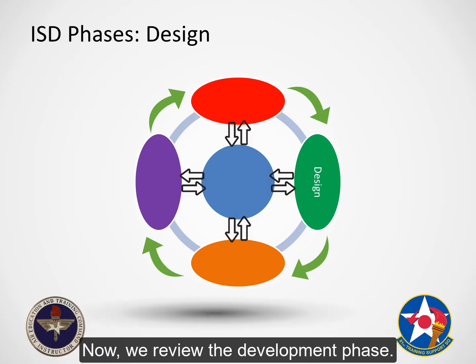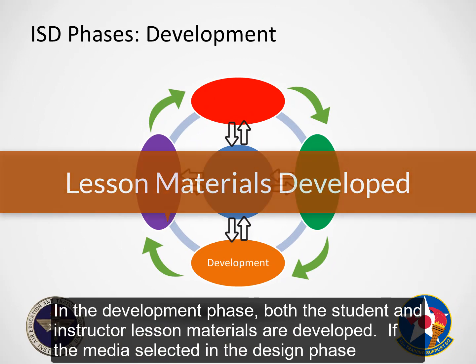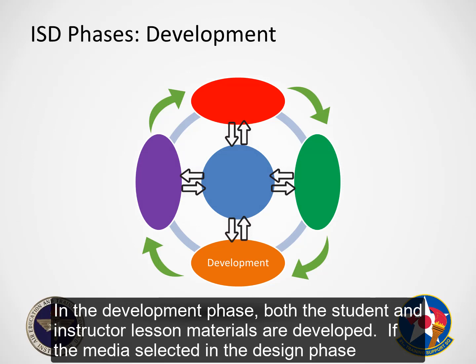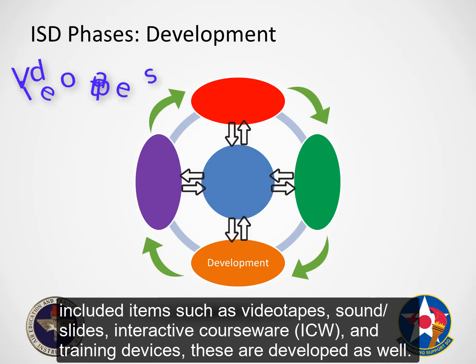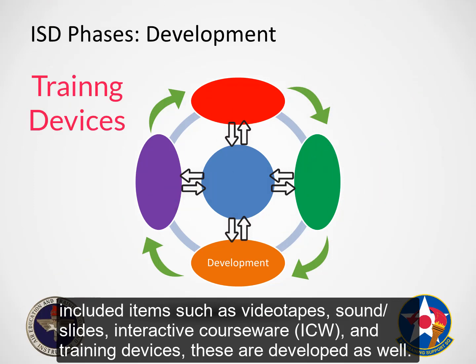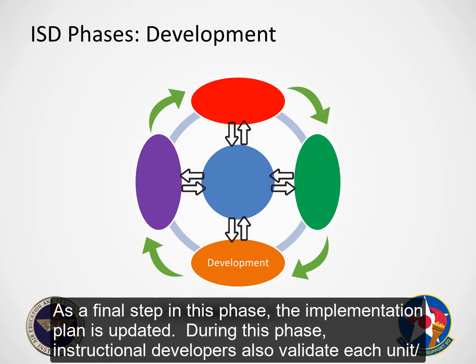Now we review the development phase. In the development phase, both the student and instructor lesson materials are developed. If the media selected in the design phase included items such as videotapes, sound slides, interactive courseware, and training devices, these are developed as well. Likewise, if a training information management system was developed for the instructional system, it is installed in this phase. As a final step in this phase, the implementation plan is updated.